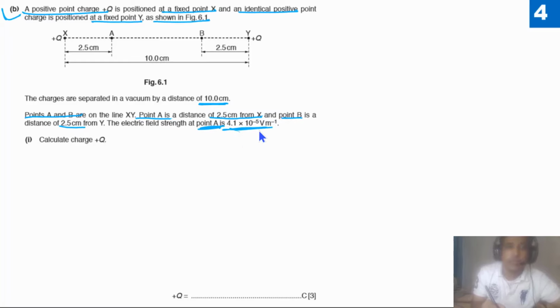So this is the net electric field at point A. So this is the E net. The value of E net at this point is given to us. E net is equal to 4.1 times 10 to the minus 5 volts per meter. We need to find the value of charge, the value of charge Q. In order to calculate the value of Q, the first thing you need to understand is that the net electric field at point A is given to us.